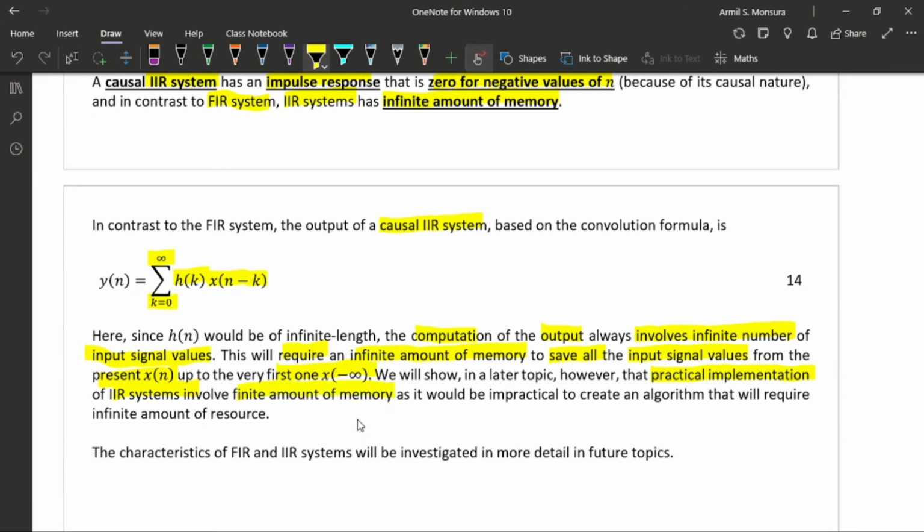We will learn later on that if your system is an IIR system, instead of implementing the system as it is, we will be able to write alternative ways to implement it, and then we will just be using a finite amount of memory. We will be characterizing FIR and IIR systems in more detail in future topics. So that ends our discussion on lesson 3.2.